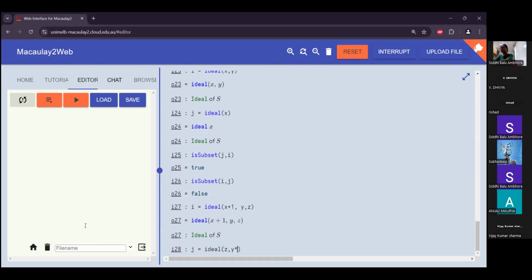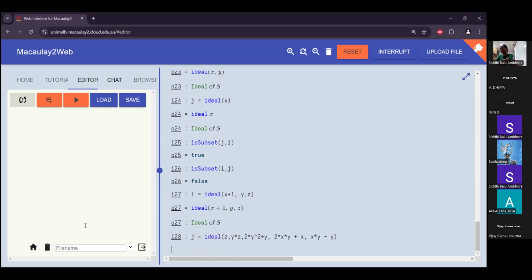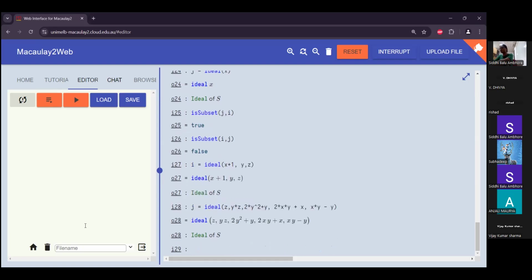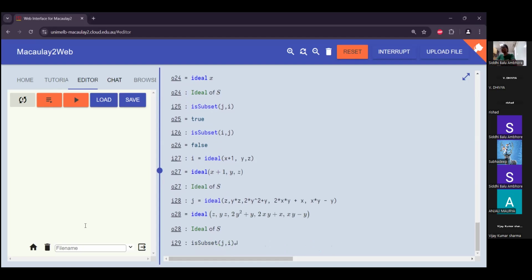z, y star z, 2y square plus y, 2. Let us see how it takes 2. 2x star y plus x comma x star y y y. Let us check. Okay. And is J a subset of I?